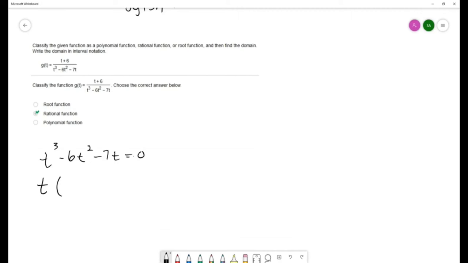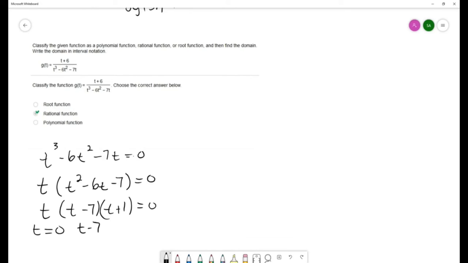And I'm going to solve this by factoring. I can factor out the t, and then that gives me t squared minus 6t minus 7. I can factor this quadratic a little bit more. T and t, 7 and 1, with a minus on the 7 and the plus on the 1. And then you can set each factor equal to 0. So t equals 0, t minus 7 equals 0, t plus 1 equals 0. T equals 0 is already solved. We've got t equals 7, t equals negative 1. And these are the values that I'm going to exclude from the domain.